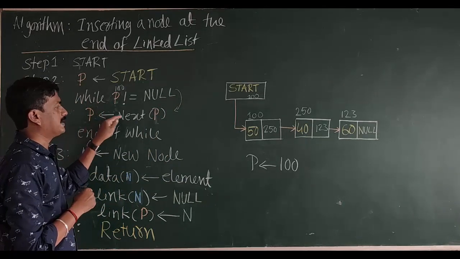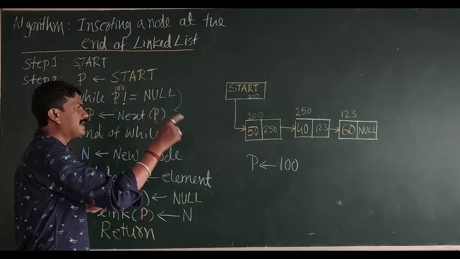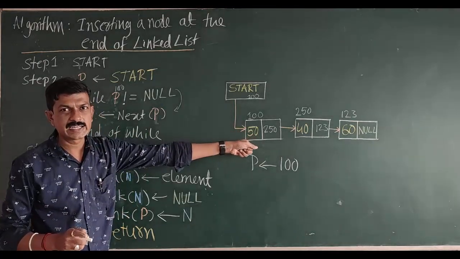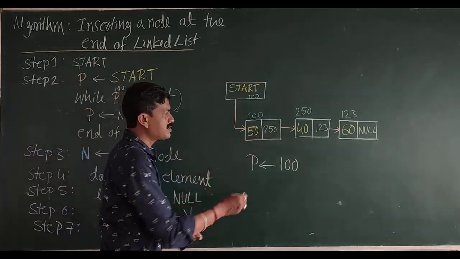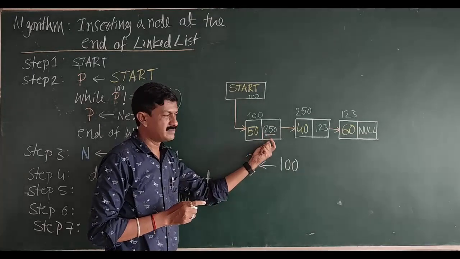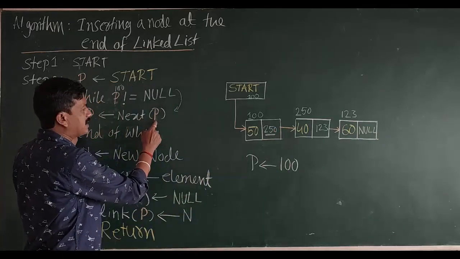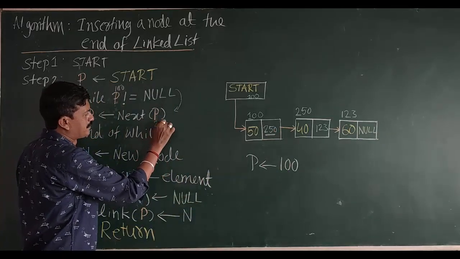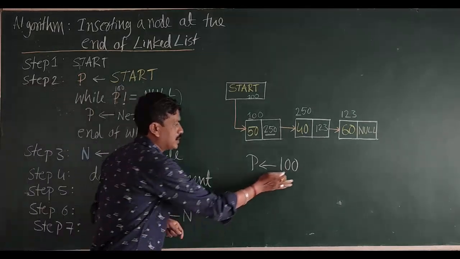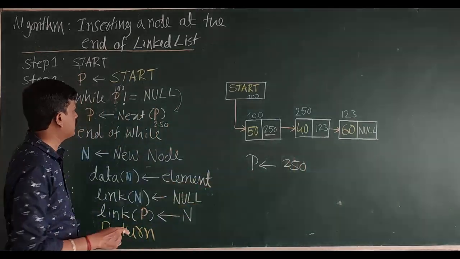P equal to next of p, which is redirecting to the next node. Next of p means it is assigning the memory address of the next node to p. That is 250. 250 is assigned to p. Now the p value is 250.